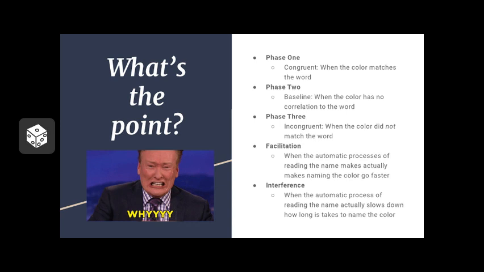For phase 3, he got 17.73 seconds, which is a lot slower than the other two, which makes sense because it's incongruent. The color does not match the word. So when he reads the word and sees the color, it conflicts in his mind, so he has to process it a little bit longer. What's really happening is facilitation and interference. Facilitation is when the automatic process of reading the name makes the naming of the color go faster, and interference is when the automatic process of reading the name slows down how long it takes to name the color. So phase 1 would go faster than phase 3.